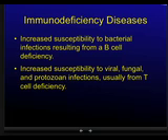Some immunodeficiencies are genetic and present at birth, while others don't appear until much later. Still others have acquired aspects to them, such as AIDS.